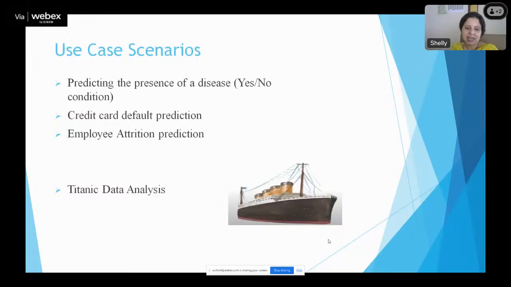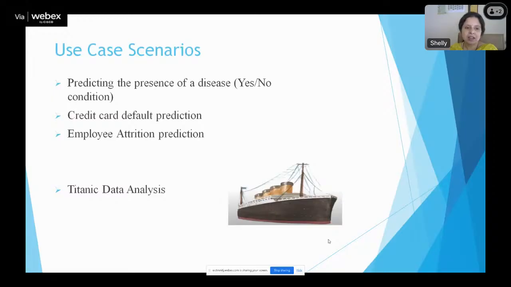So the Titanic data analysis can be done making use of a regression analysis. You can try it on. Since I'll be making you learn to work on a breast cancer data set, you can have another data set. For example, you can pull up the Titanic data set, do an analysis, and see how the trend is working. So predicting the presence of a disease, a yes or no kind of condition, is a use case scenario.